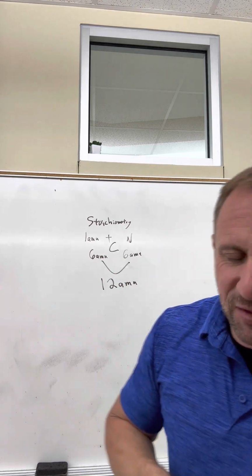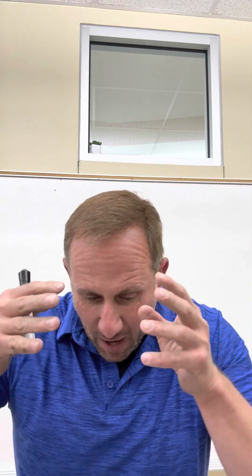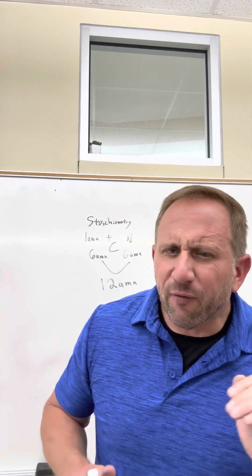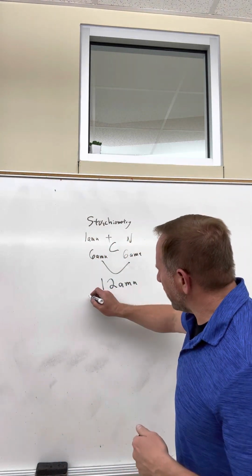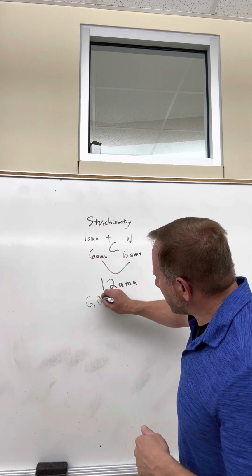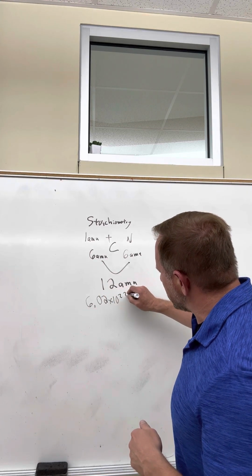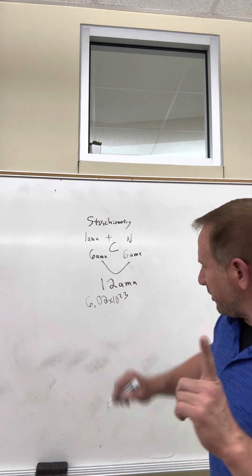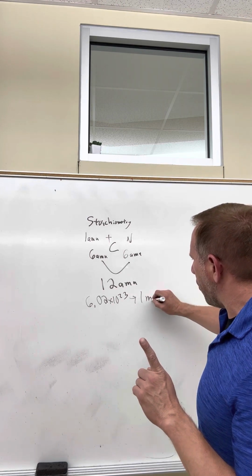Not really its mass number. We would say its amount of AMUs it has is 12 on average. If you have 6 neutrons and 6 protons, you have 12 AMU. With that being said, we get to Avogadro's number. With Avogadro's number, Avogadro says that 6.02 times 10 to the 23rd is 1 mole.